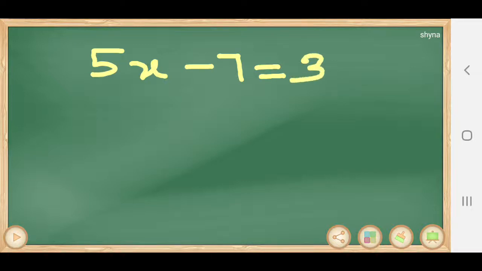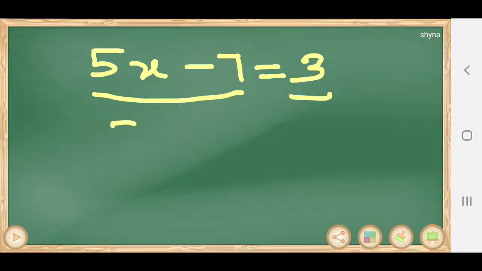Yeah, dear children, next problem. 5x minus 7 equal to 3. Yes, 5x minus 7, LHS, RHS. We have to find the value of x only. So, what do we have to do?